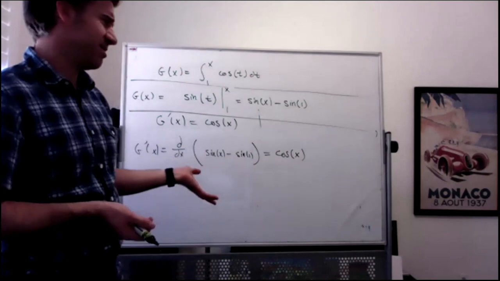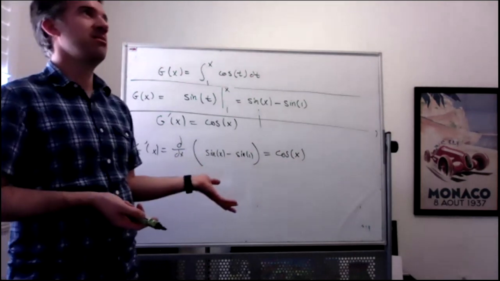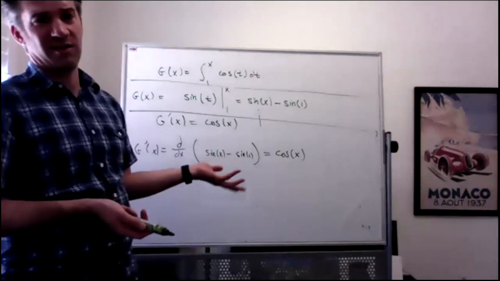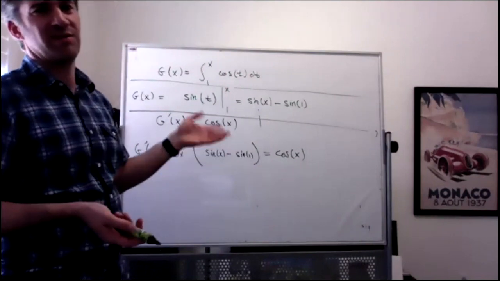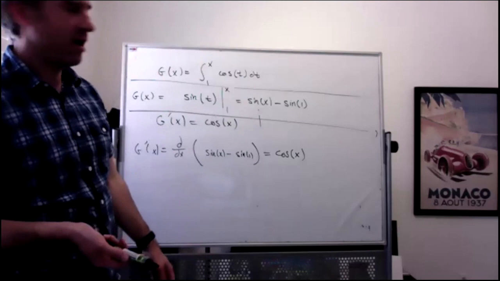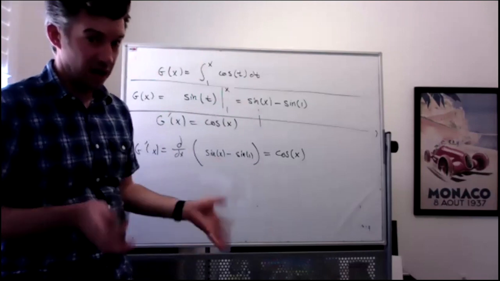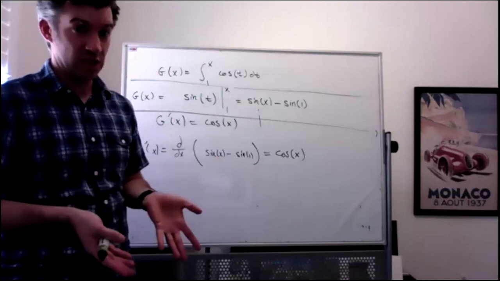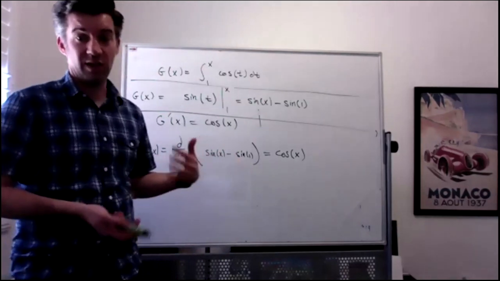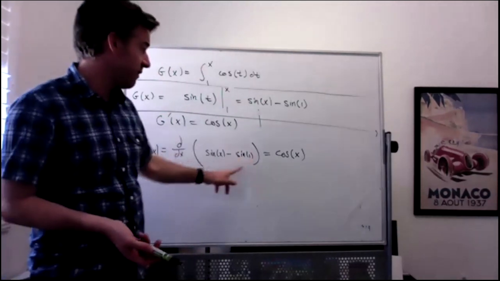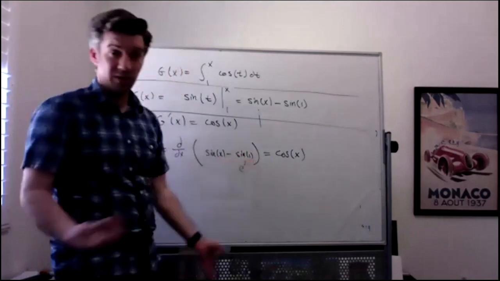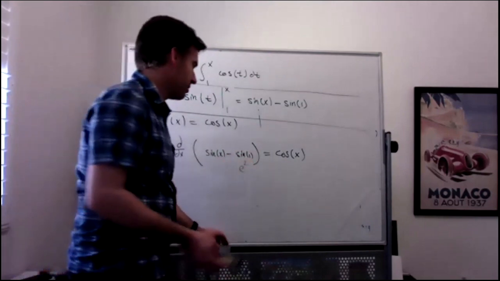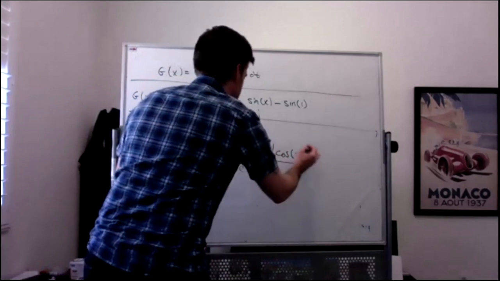I don't know what sine of 1 is. I think it's like 0.47, but it's a constant, right? It's something that doesn't change. So the derivative of sine of 1 is just 0. If you don't see any variables there, even if there's a function, just like the derivative of e squared is also 0 because it's a constant. So we just get cosine of x.